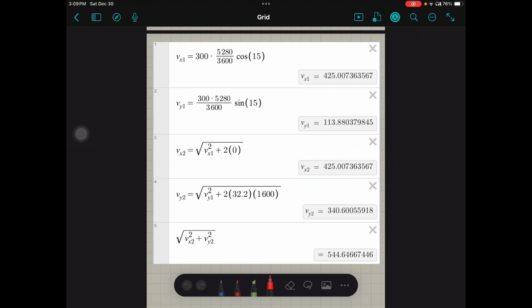We do the same thing for our y value. We plugged in our vy initial, squared that, and then added 2 times gravity, because that's the only acceleration going down in the y component. Then we multiplied that by the 1600, because that's the delta x value in the y direction. This was negative, and this is also negative, so the negatives cancel out and we get a positive. When we plug that in, we get 340.6. Then we can do a squared plus b squared equals c squared to get our final magnitude of velocity. When we plug that in, we get 544.6 feet per second.